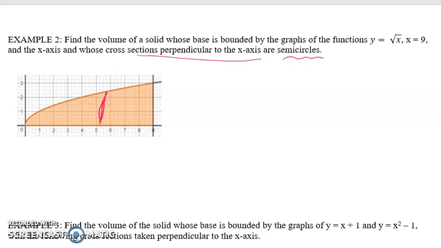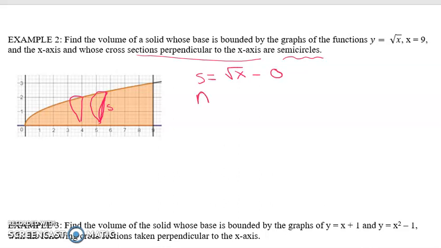So this line right here is going to be S of my semicircle. And from here, my semicircles are going to protrude from this page. And we're just going to get an infinite number of those over and over, giving us this three-dimensional object that's coming off the page. So we can determine what S is. It's the length from top to bottom. So top function, square root of x, minus bottom function, which is 0.